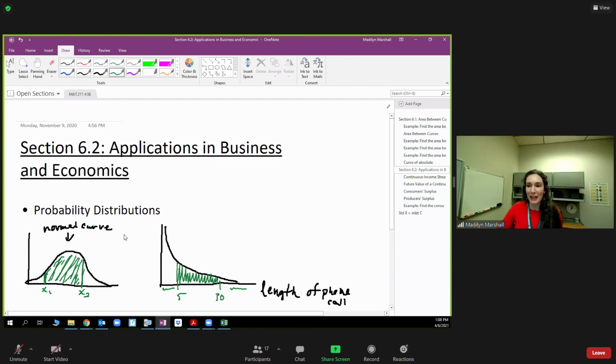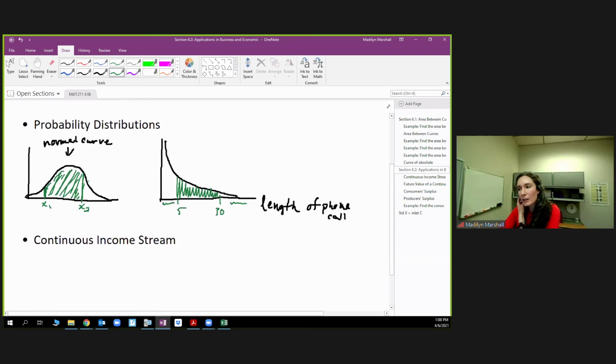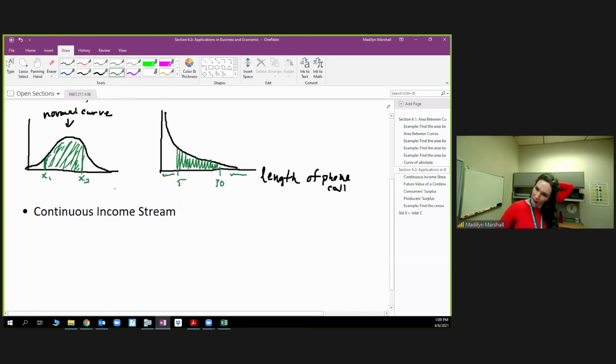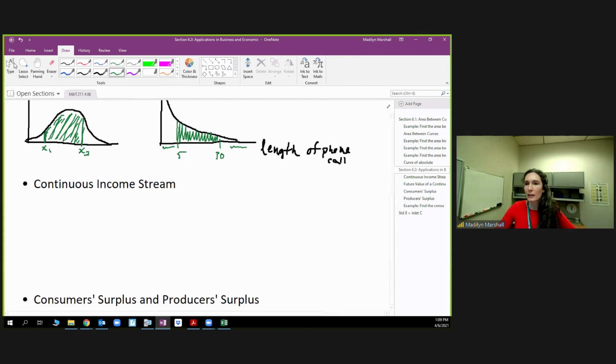So that's one application that we're not actually going to do in this class, but it's just something to keep in mind. What we are going to look at are continuous income stream, which will be our first application, and consumer surplus and producer surplus. Neither of those things probably mean too much yet, but we will cover this in detail next class.